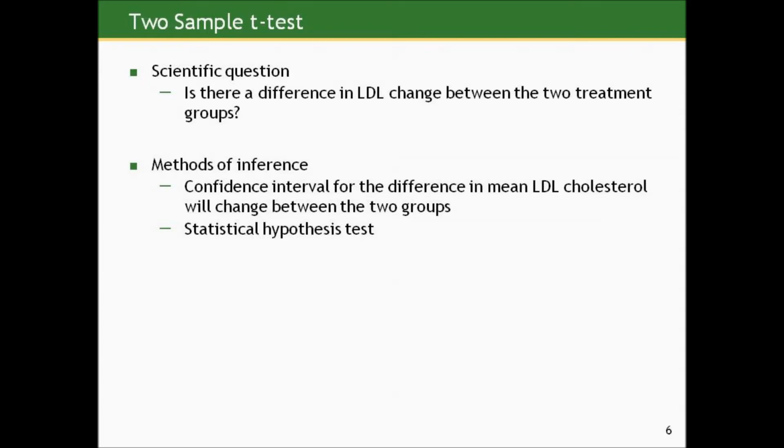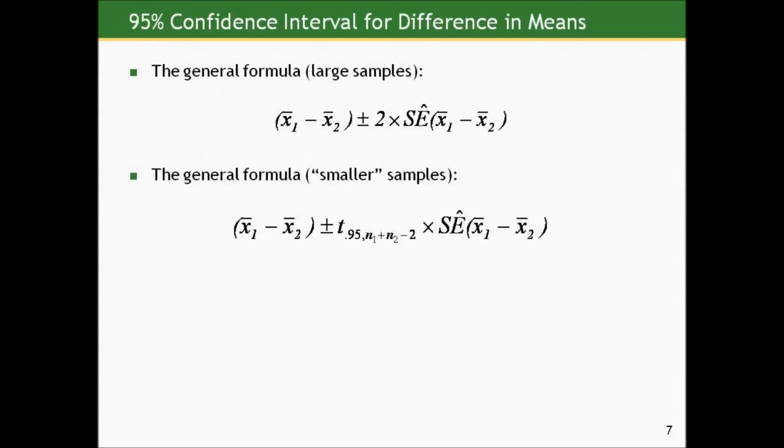So the scientific question here was, is there a difference in the LDL change between the two treatment groups? So how can we approach this? Well, we can create a confidence interval for the difference in average LDL cholesterol level between the two groups, and we can do a statistical hypothesis test to get a corresponding p-value. So how do we get a 95% confidence interval? Well, the general formula, for large samples, would be to take the observed difference in sample means and add and subtract 2 estimated standard errors of this difference in sample means.